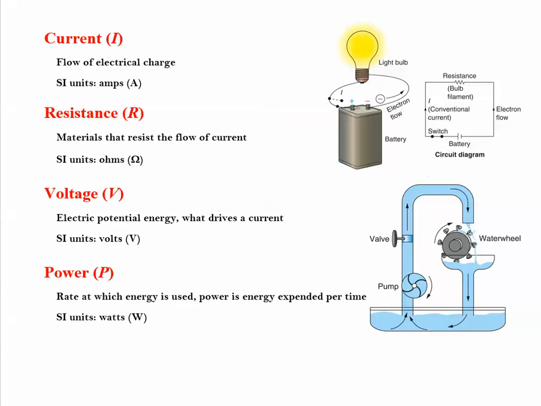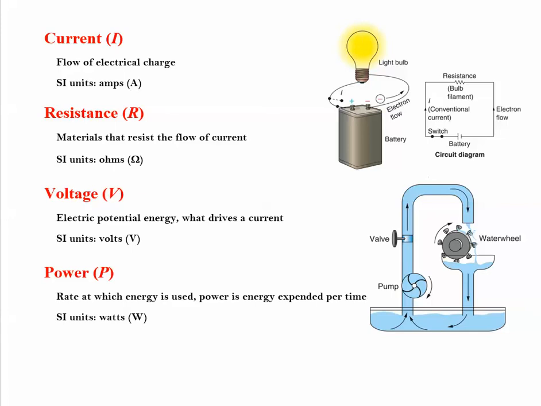And finally, we see power symbolized by P. And just like in our discussion of mechanical work, energy, and power, electrical power is the rate at which electricity expends energy. Recall, it is the amount of energy divided by time taken to do it that gives us power. And as before, the units of power are watts, symbolized by the capital W.